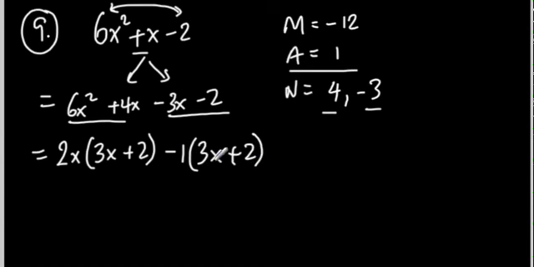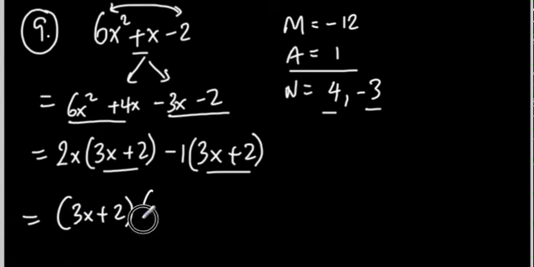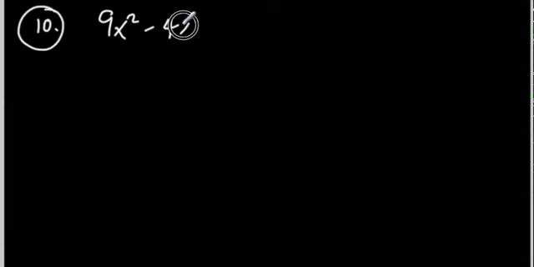Right? Negative 1 times 3x is negative 3x. Negative 1 times positive 2 is negative 2. These two end up being the same, so we factor that out, 3x plus 2. And what's left is the 2x over there minus 1. And that's factored.